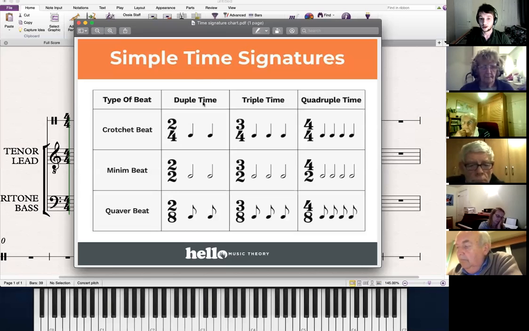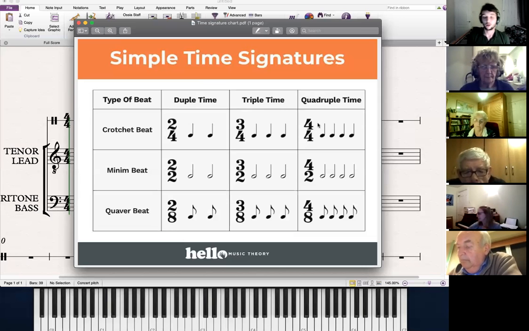The next one up from there would be 3/4. So we'd have 1, 2, 3, 1, 2, 3, which is the kind of time you would hear in a waltz. That we would call triple time. Then the next one up, which is the most common time signature found anywhere, is 4/4, which is quadruple time, meaning 4 beats in a bar.